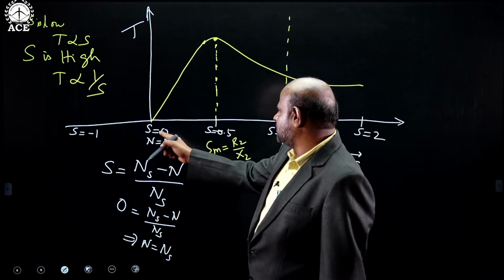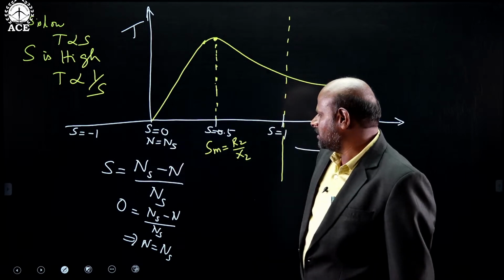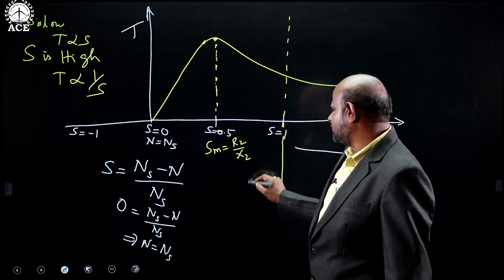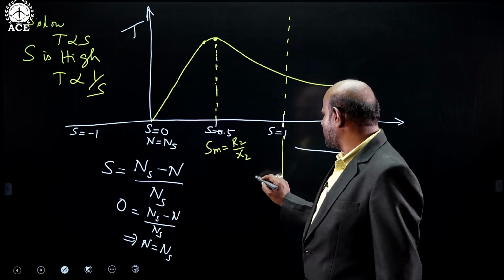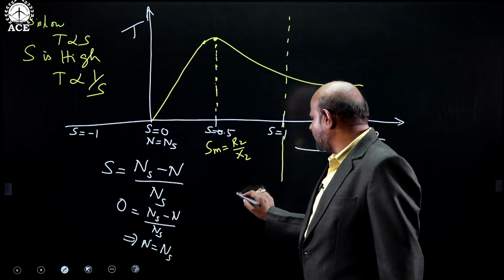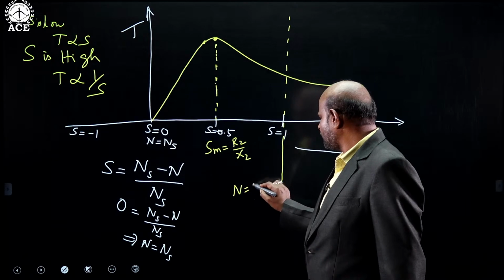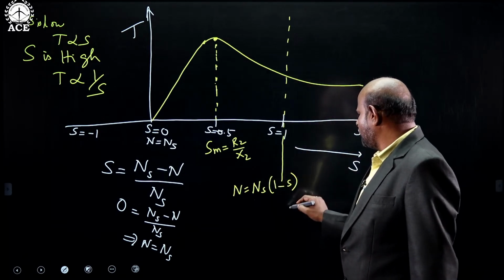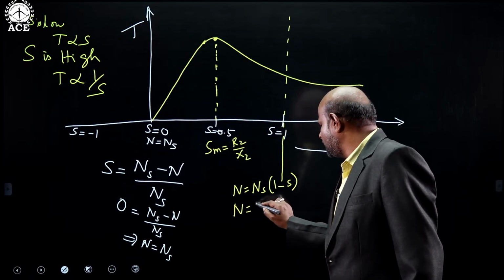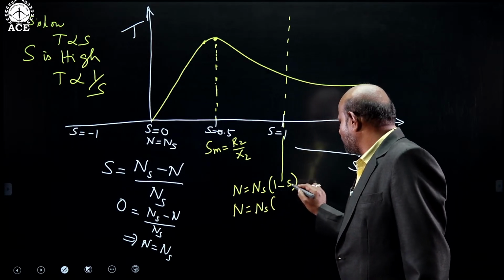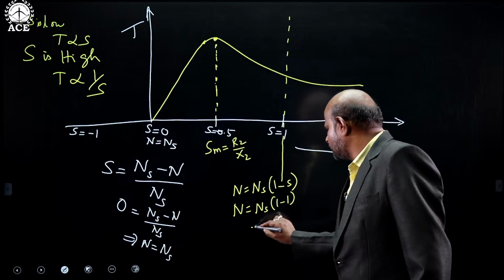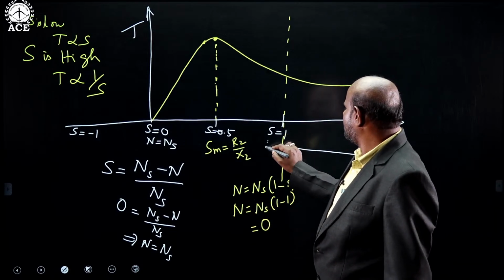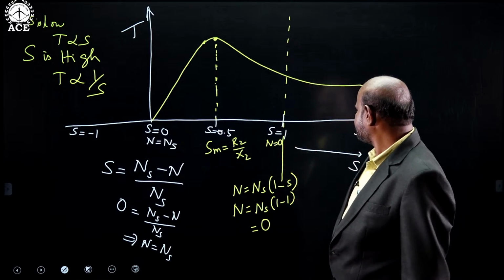Right. When slip is 0, the speed of the motor is ns. When slip is 1, what is the motor speed? If s is 1, the motor speed will be 1 minus 1, 0. The motor speed is 0. So here n is equal to 0.